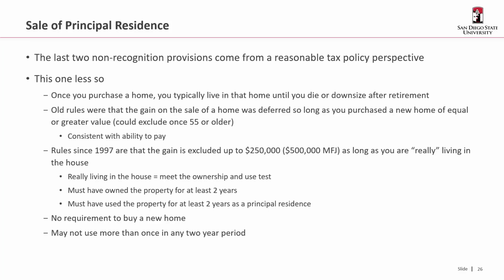And that means you have to meet the ownership and use test, which means you have to have owned the property for at least 2 years, and you must have used that property for at least 2 years as your principal residence. There is no longer a requirement that you must buy a new home. However, you may not use this more than once in any 2-year period.